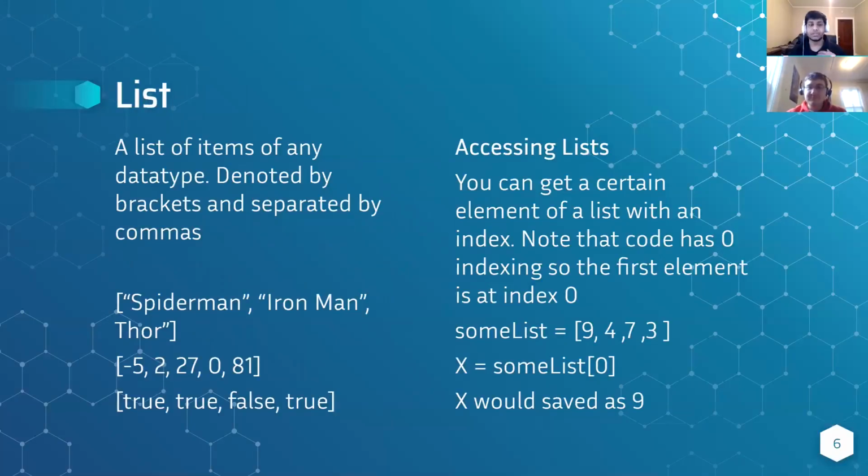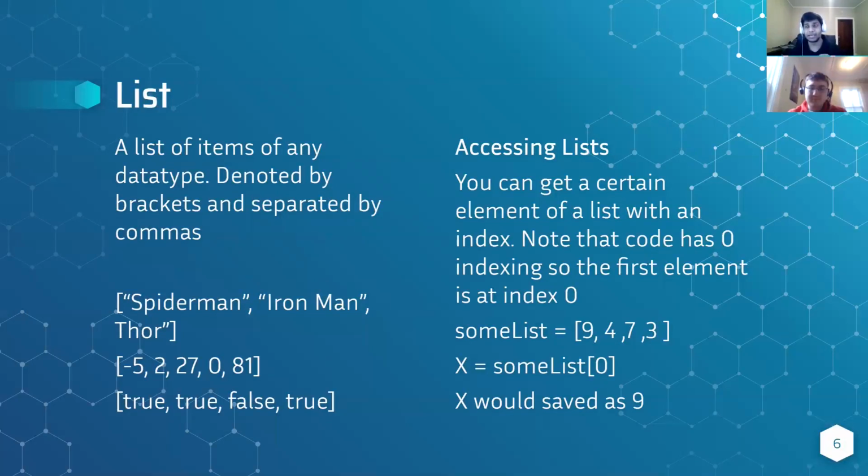Say you want to store more than one data type inside of one variable. This is where the idea of lists comes in. A list is a data type that stores, as you may guess, a list of items. It's denoted by brackets and separated by commas. So for example, if you wanted a list of superheroes, we have Spider-Man, Iron Man, and Thor.